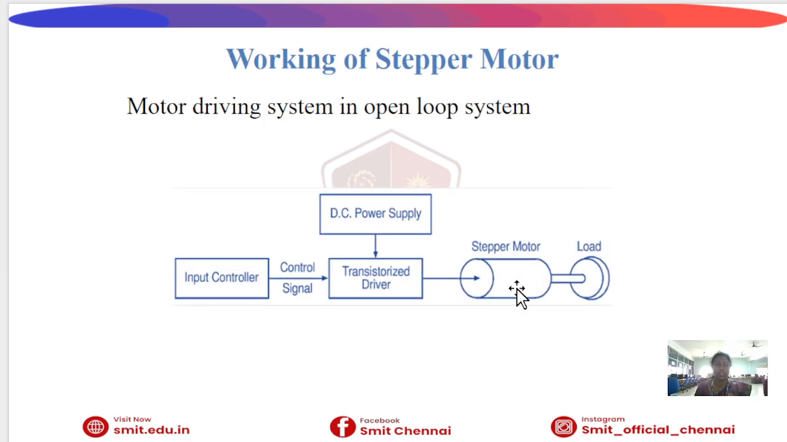The next one is the working of the stepper motor. In the working of a stepper motor, we have two types. One is the open loop system and the other one is the closed loop system. In the open loop system, the controller sends input pulses to the motor driver. Each pulse moves the motor one step forward only.